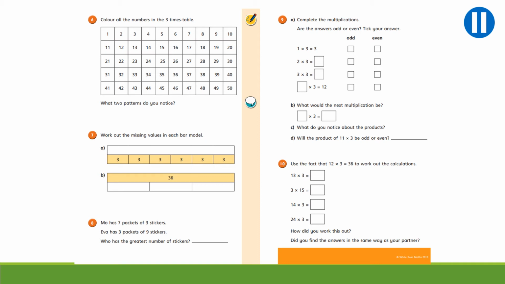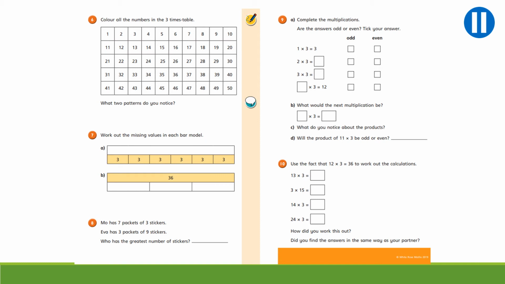Number 8, Mo has 7 packets of 3 stickers and Eva has 3 packets of 9 stickers. Who has the greatest number of stickers? So with that problem, you will need to work out how many stickers. Number 9, A, it says complete the multiplications. Are the answers odd or even?